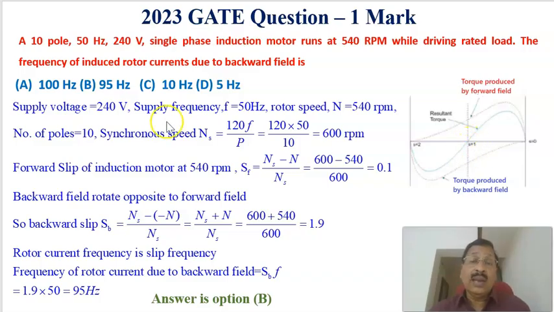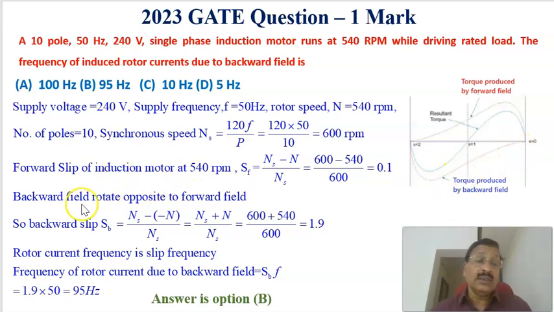Now coming to the problem here, the supply voltage equals 240 volts, the frequency equals 50 Hertz, and the rated speed of the motor is 540 RPM. First we have to calculate the synchronous speed corresponding to 50 Hertz and the number of poles equal to 10. Therefore, 120 F by P is the synchronous speed Ns, which is equal to 120 into 50 divided by 10. 600 RPM is the synchronous speed of the motor. Now there are two fields I'm telling you. One rotates in the forward direction, the same as the motor, and the other field rotates opposite to the rotor.